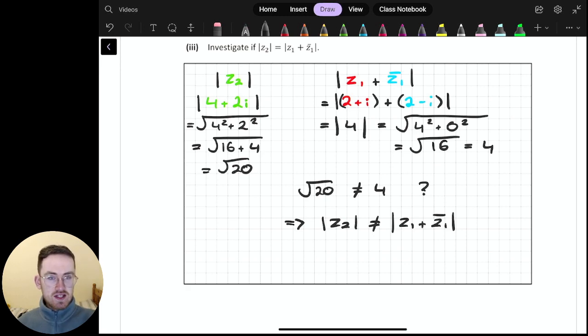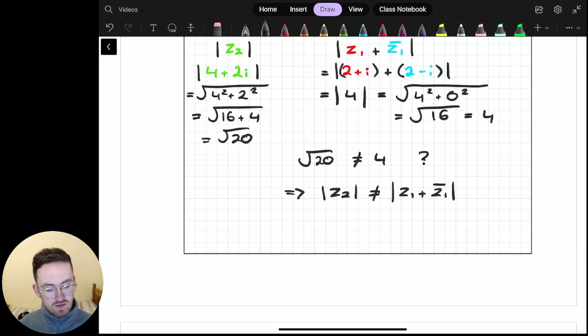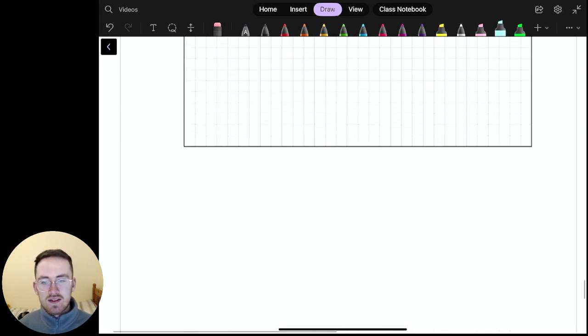Key things there obviously are working out both sides, being happy that you've worked those out accurately, and then demonstrating that it's not equal at the end and making that really clear and writing that out as we did here. Just writing out that step. Okay, I think this is the last one.